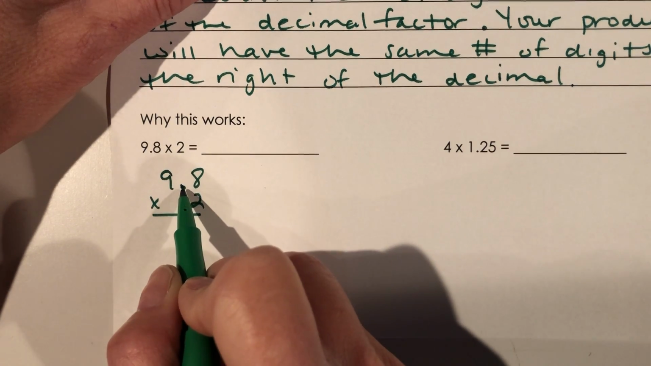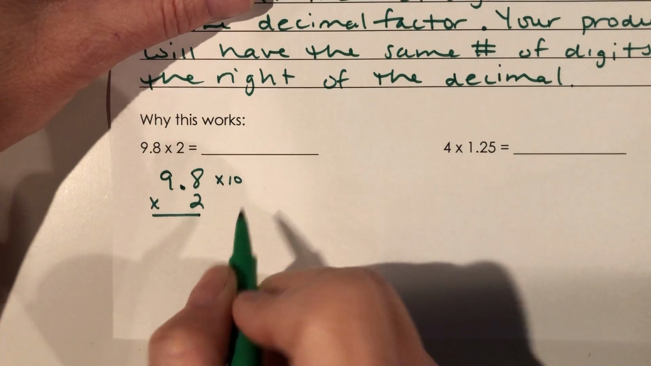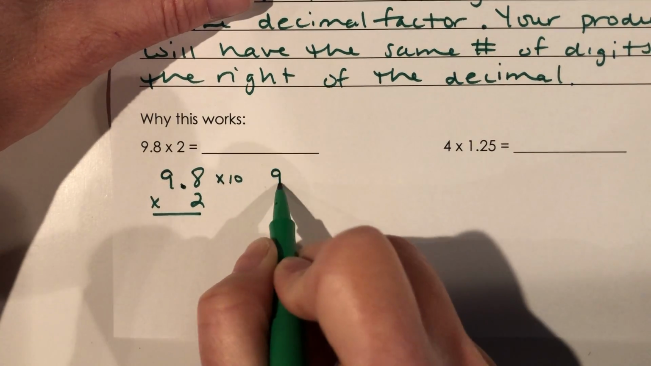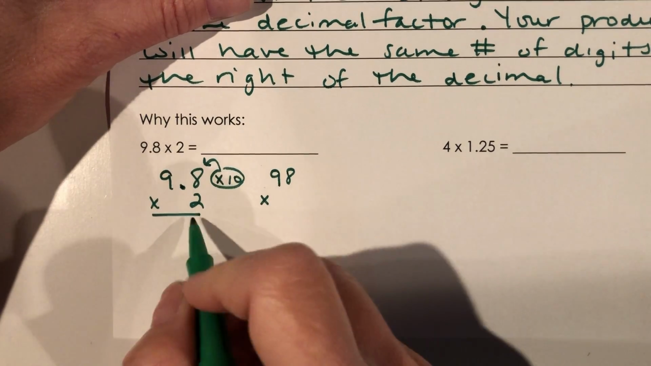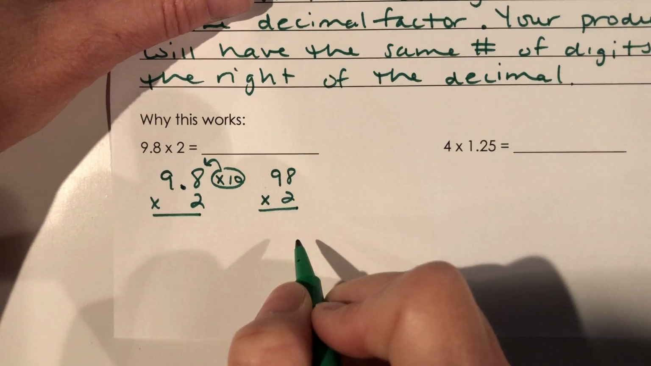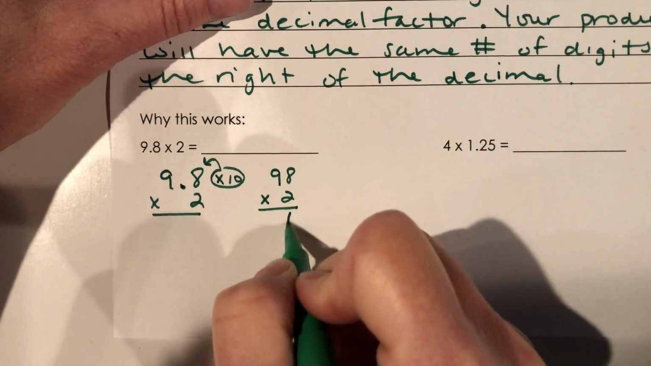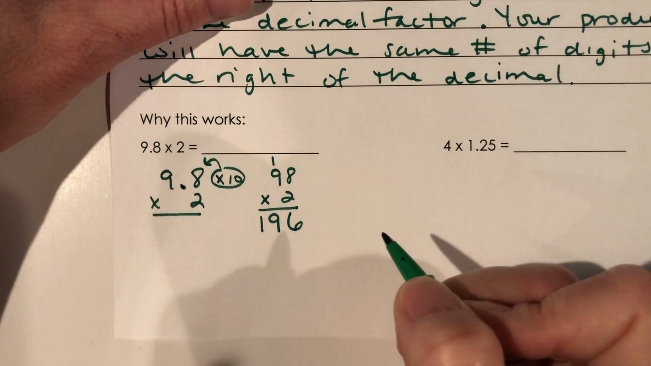In order to get my decimal point to shift one place to the right, wouldn't I multiply by 10? So really what you're doing here is you're taking 9.8 times 10 to turn it into 98. Okay, so you multiply that by 10, and the 2 is staying the same, and you're just going to multiply your little digits. Now, you know how to do this. 8 times 2 is 16. 9 times 2 is 18 plus 1 is 19.